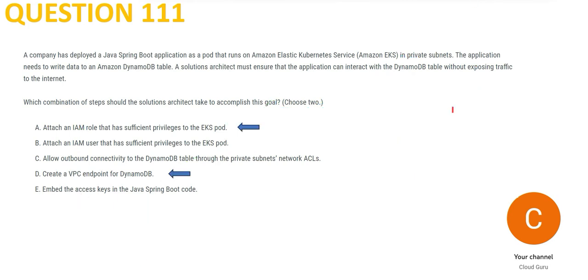So these are our two answers, options A and D. You have to assign an IAM role with sufficient privileges to the EKS pod. The next thing is to create a VPC endpoint for DynamoDB, and these two together will help you make sure Tom, Dick, and Harry from the internet cannot screw you up.